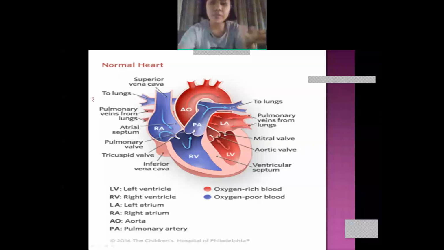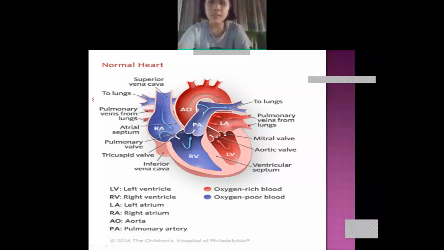And after entering the right ventricle, where will it go? It will go to the pulmonary valve. This one, pulmonary valve. After the pulmonary valve opens, it will enter the pulmonary artery. This is the pulmonary artery. It is divided into two branches, the right side and the left side, this and this. And this pulmonary artery, since it is divided into two parts, will go to your lungs.